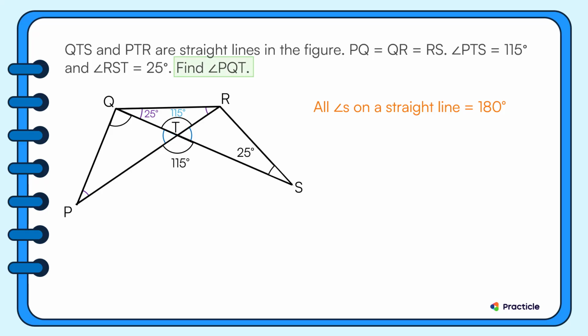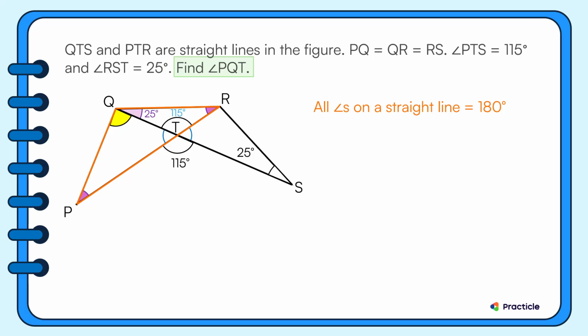Now, let's go back to the angle question and see which angle we need to find. Find angle PQT. That's the angle over here. How is this angle related to what we already know? This angle is part of triangle PQR. To find this angle, we need to know the value of the two base angles and angle RQS. We already know that angle RQS is 25 degrees.